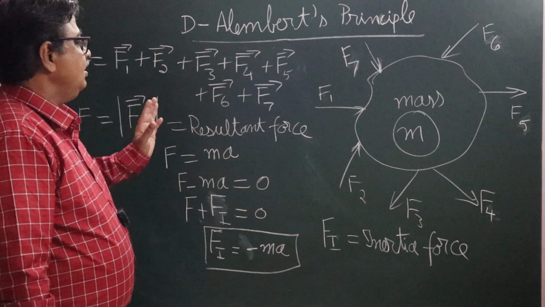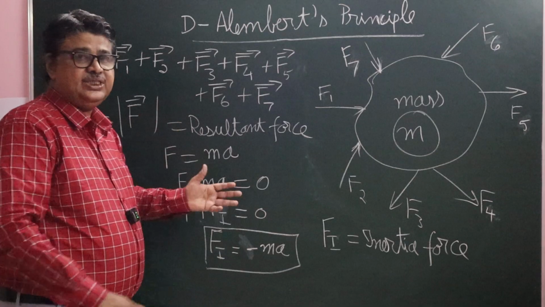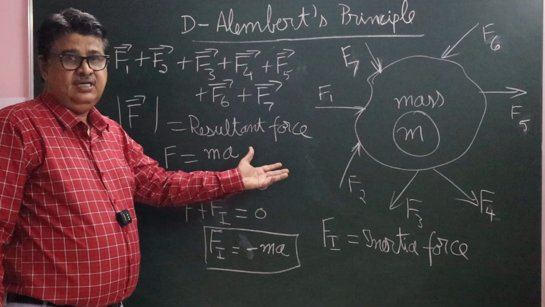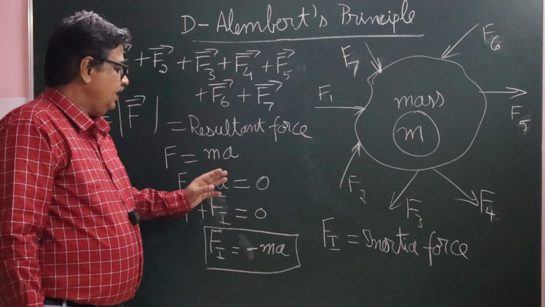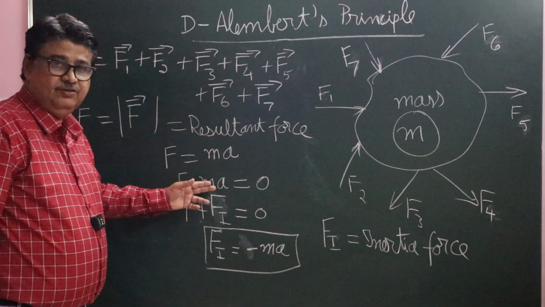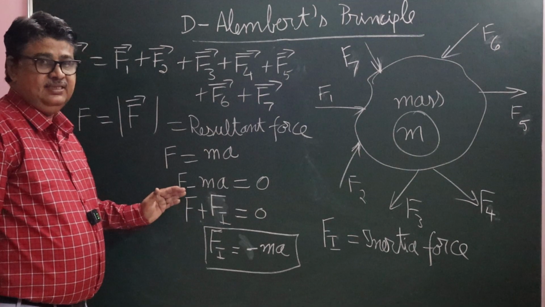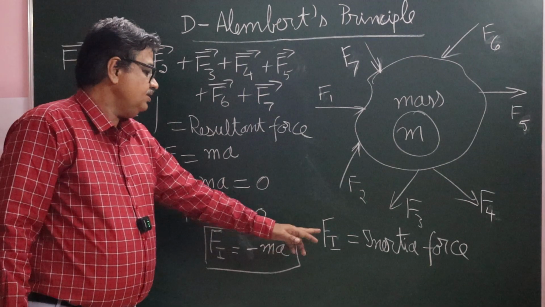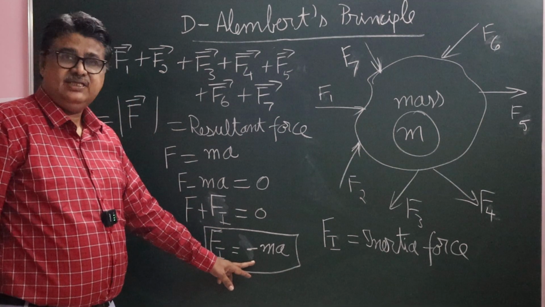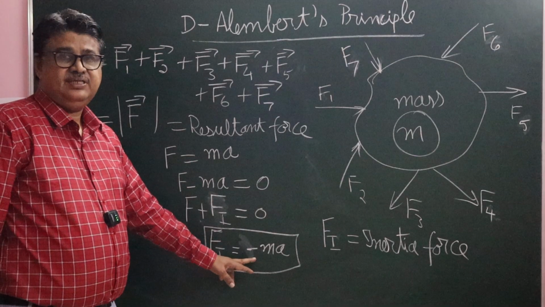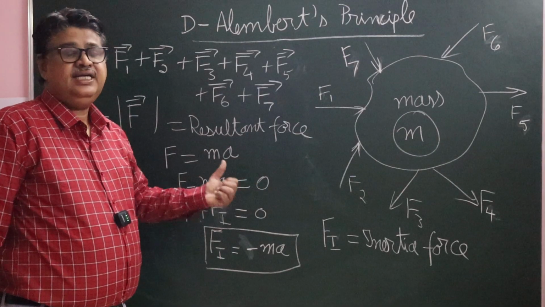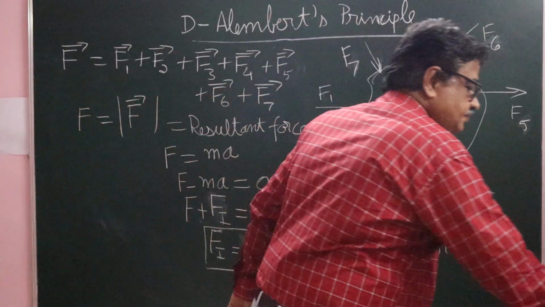Therefore, the body is under the action of the resultant force, and because of this resultant force there is an inertia force which is acting on the body, right? This inertia force is equal in magnitude to that of the resultant force but opposite in direction, right? Therefore, the inertia force is Fi. Fi is minus ma, equal to the magnitude of the resultant force but opposite to the direction of the resultant force. The body is under equilibrium together with the resultant force and inertia force, right?